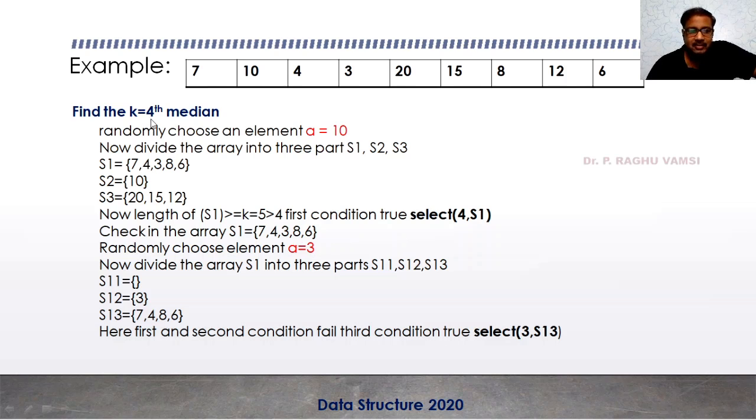So here we are asking for the fourth median. We are not asking about the element 7. This is the difference between the previous search algorithms that we have discussed and this search algorithm. Find k equal to the fourth median.